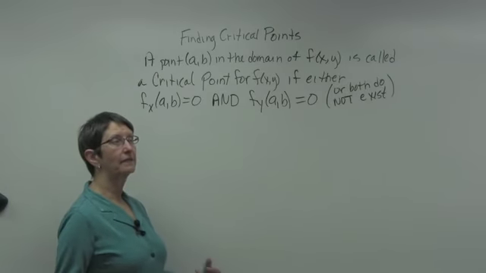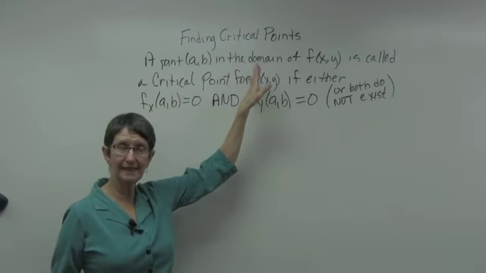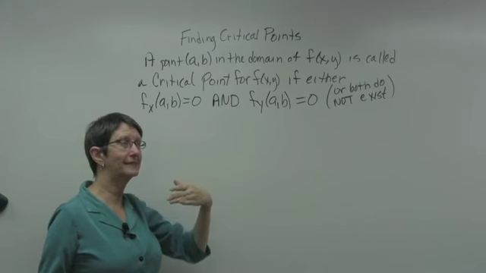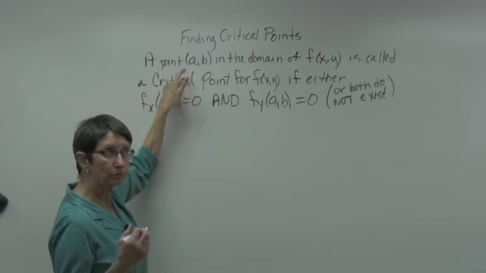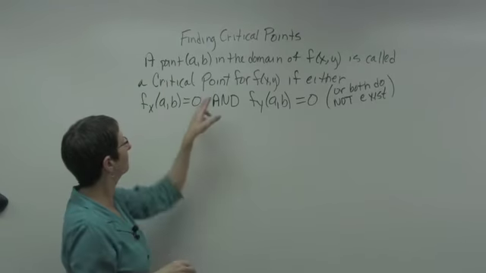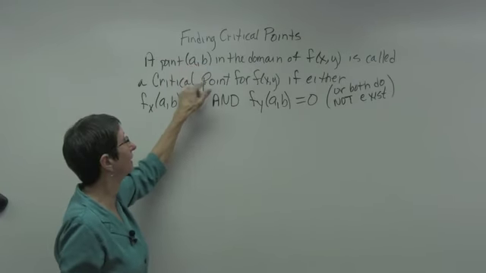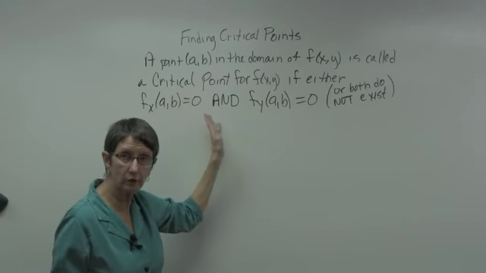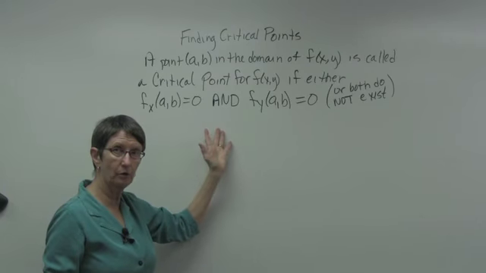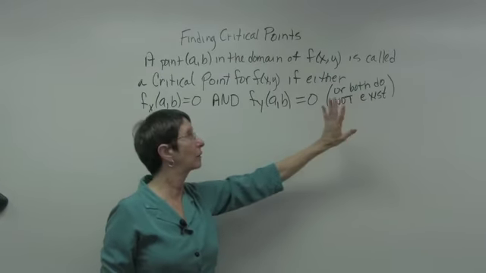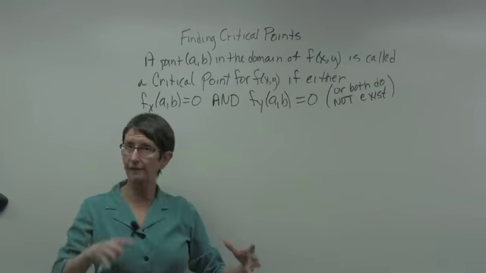Now we're going to look at something that'll be similar to what we did in two-dimensional calculus. It's called finding critical points, and you will remember a critical point as being where max or min may occur. In three space, where we have two input variables, a point (a, b), so that's a particular point in the domain of the function, is called a critical point for the function if either both partial derivatives equal 0 or both do not exist.